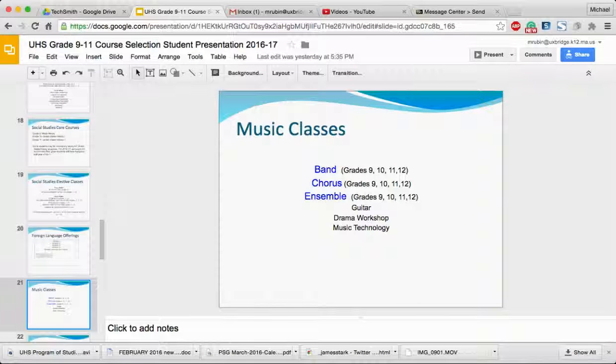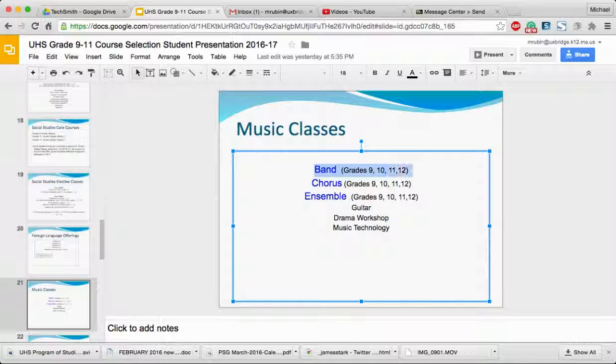In music, the first 3 courses, band, chorus, and ensemble, are all full-year courses. And here is the explanation for the class for which students should enroll. If students play an instrument and do not wish to sing, they sign up for band. If students sing but do not play a musical instrument, they should sign up for chorus. If students do both and wish to do both in the academic setting, they should sign up for ensemble.